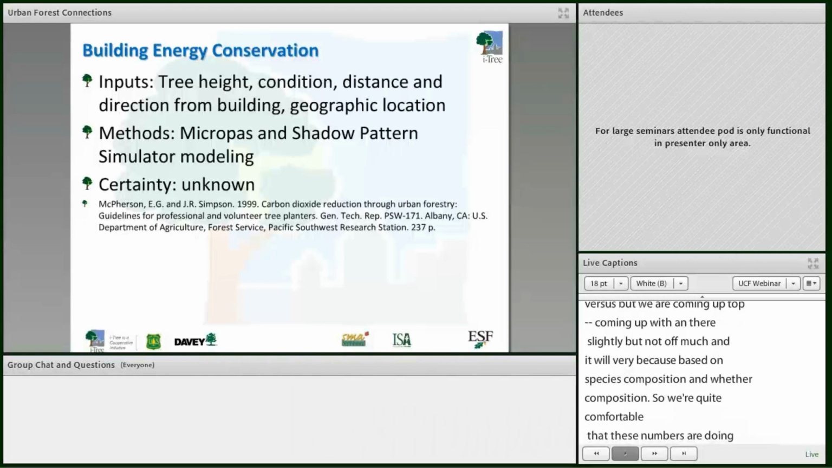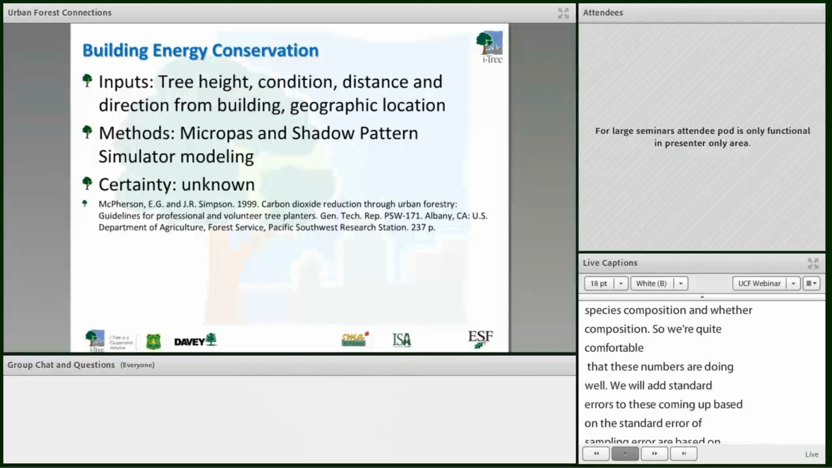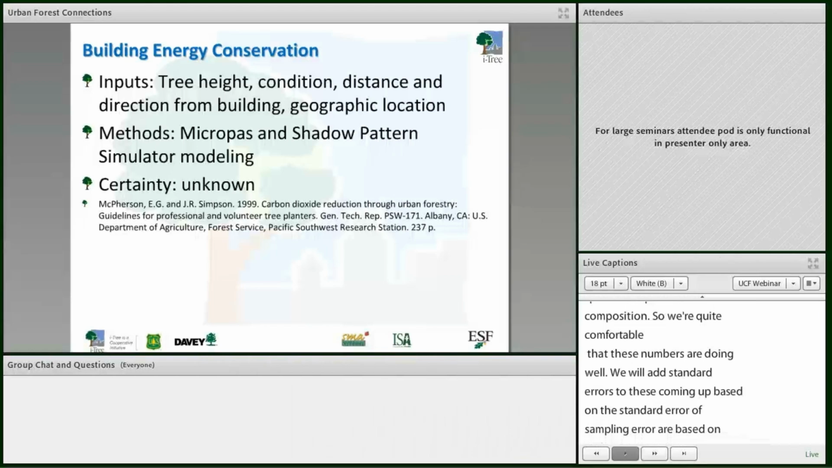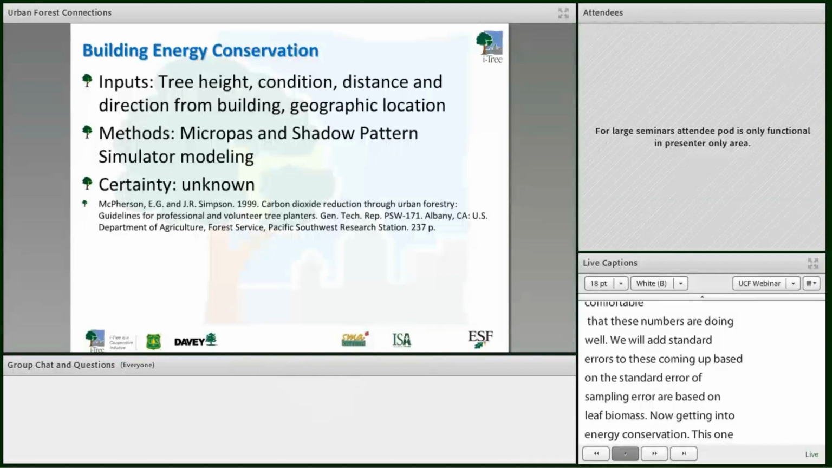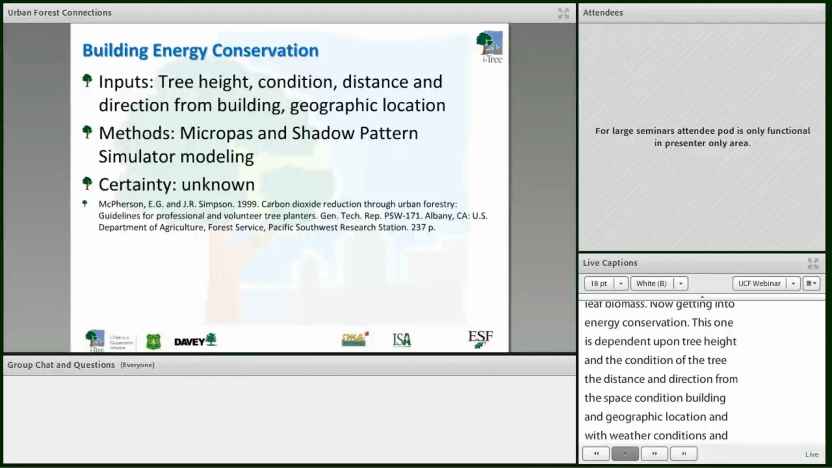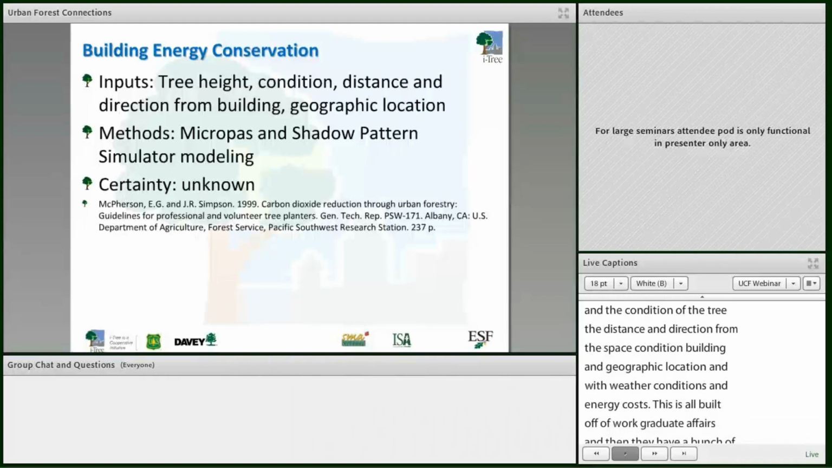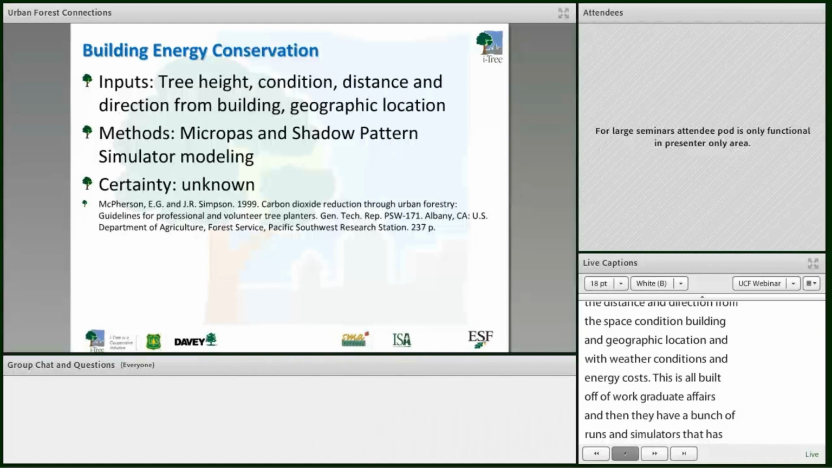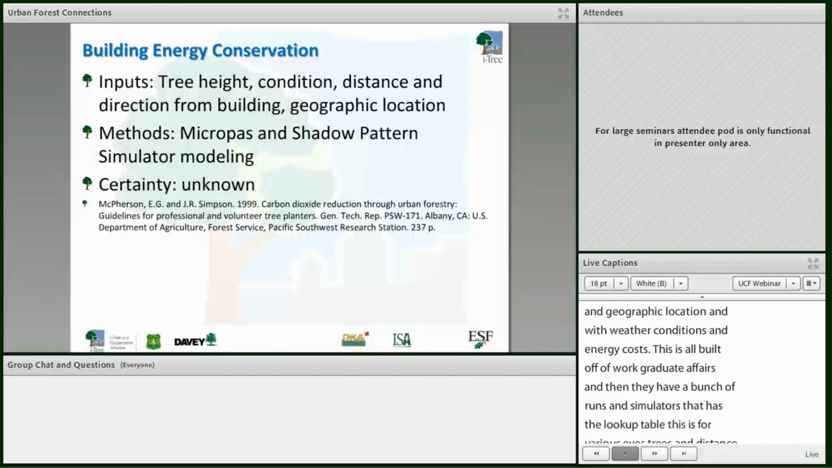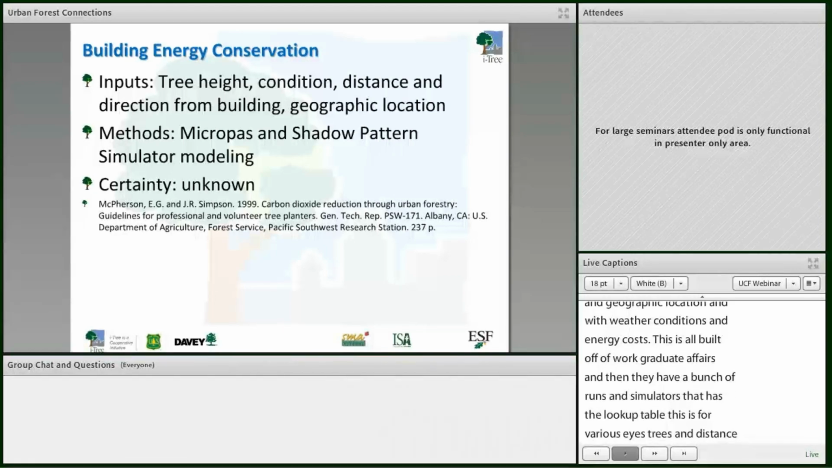Now, getting into energy conservation, this one is dependent upon tree height, the condition of the tree, distance and direction from a space-conditioned building, and geographic location. And geographic location has to do with weather conditions and energy costs. This is all built off the work of Greg McPherson and Jim Simpson. You can see the document there. They did a bunch of model runs using MicroPas and a Shadow Pattern Simulator that has this lookup table that says for various size trees and various distances and directions, here's the energy impact on these two-story buildings that they modeled. And the modeling was good that they did.